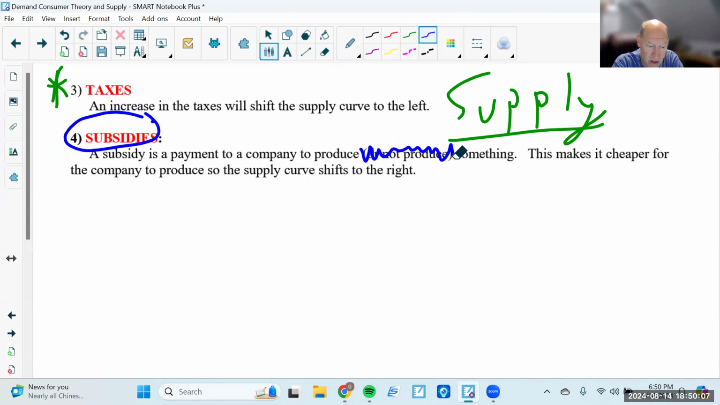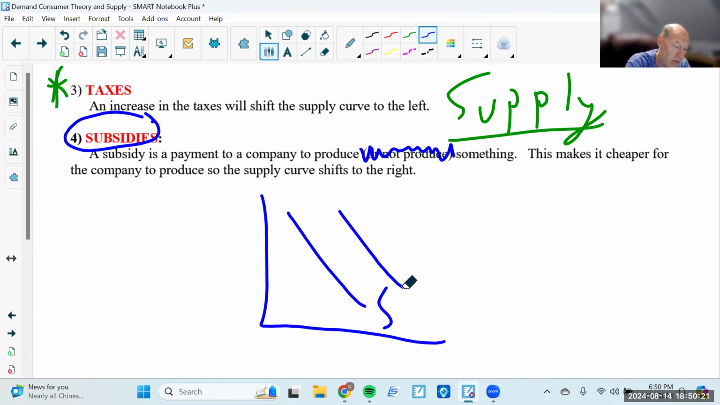Perfect example of this was the COVID vaccines. The federal government paid the drug companies to produce vaccines. Every one they produced, they gave them money. They did that to try to do what? To increase the supply curve. They wanted that supply curve to shift to the right.